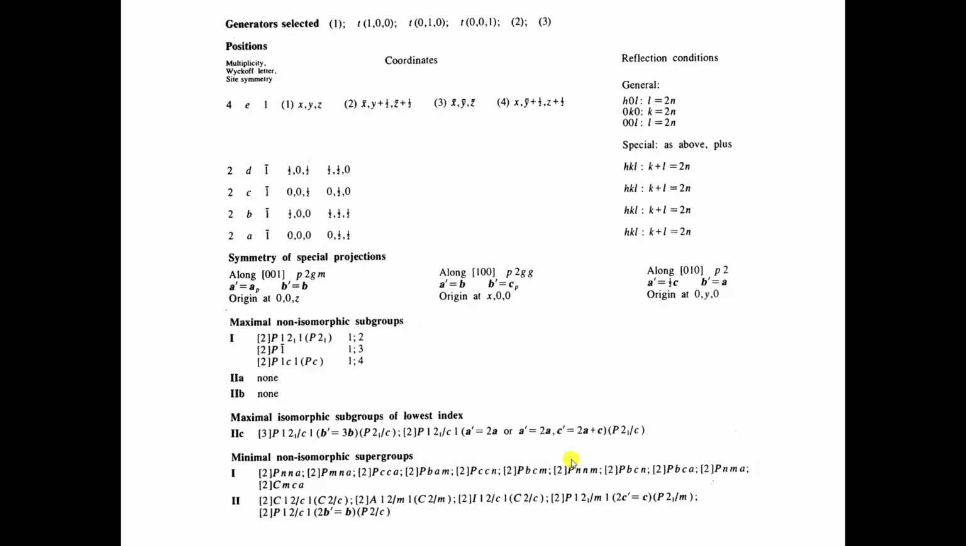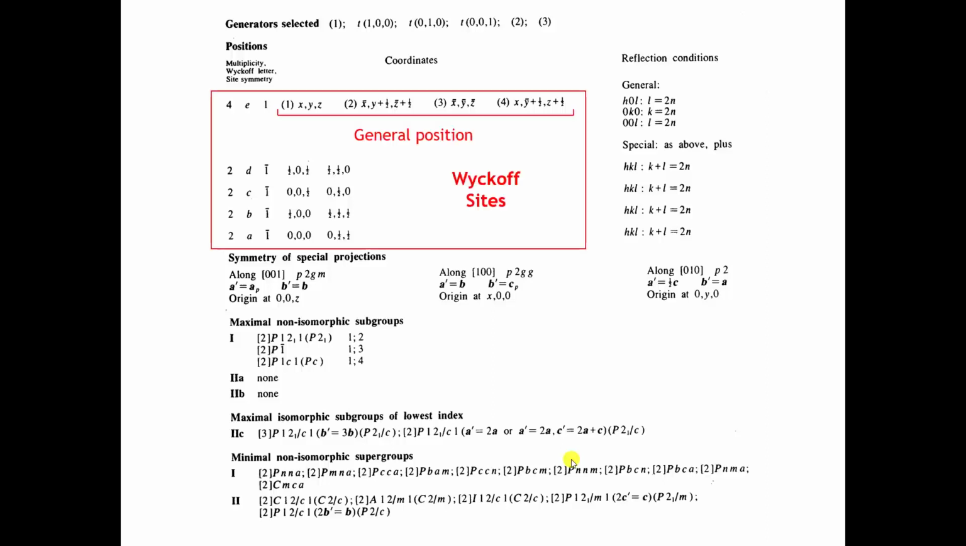Now, if we go to page 2, what you can see is something very different, but in some ways actually even more important for us. The most important thing we see on this page are what are called the Wyckoff sites. So let me talk about this top one first of all. This is site 4E. And what does that mean?